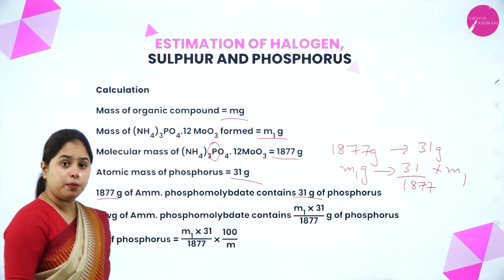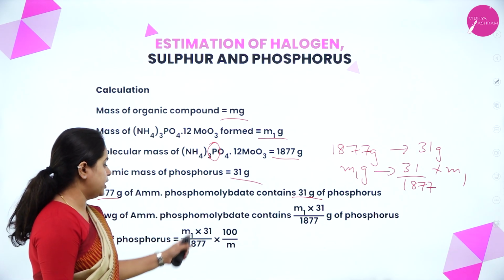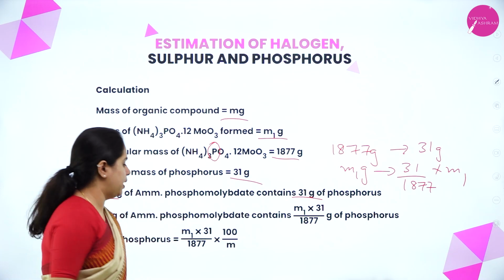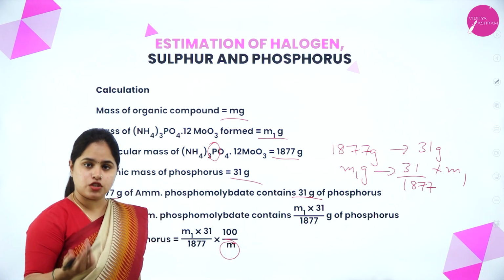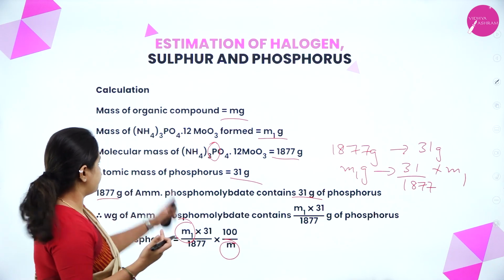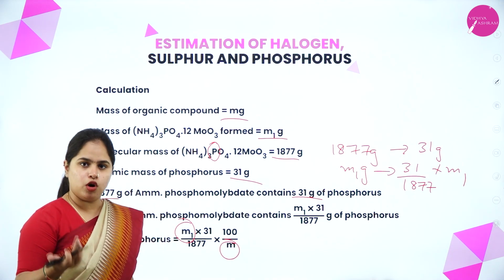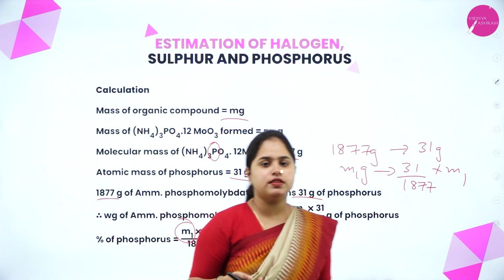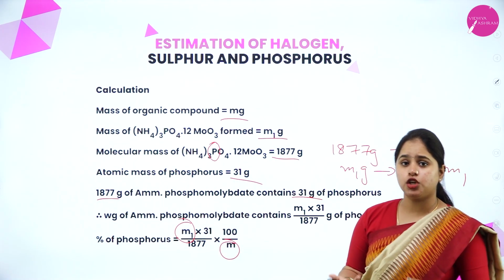Then how do you calculate the percentage of phosphorus? It is M1 into 31 divided by 1877 into 100 by M. Here M is the mass of the organic compound, and M1 is the amount of ammonium phosphomolybdate which is formed. I hope it is clear. So this is one method by which we can calculate the percentage of phosphorus.